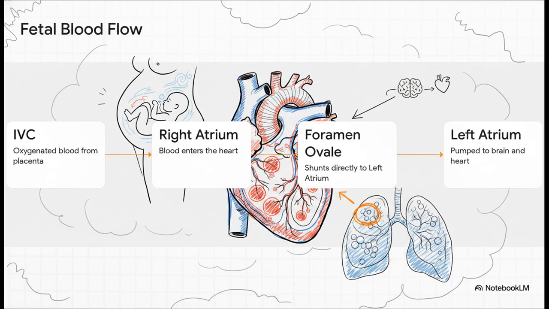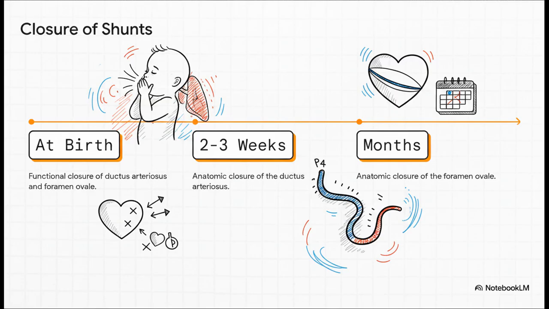It enters the inferior vena cava, hits the right atrium, and then the vast majority of this oxygen-rich blood shunts directly across the foramen ovale into the left atrium, where it's pumped out to supply the fetal brain and heart. That tiny bit of blood that actually makes it to the right ventricle gets shunted away from the lungs via the ductus arteriosus. But at the exact moment of birth, everything changes.